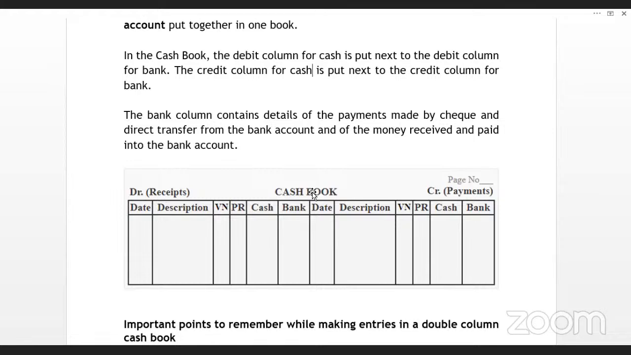Sorry, as well as the credit side. It has the debit as well as the credit side. Now we come to ask, what is the meaning of VN and PR? Who can help us with what VN stands for, and then what PR stands for?